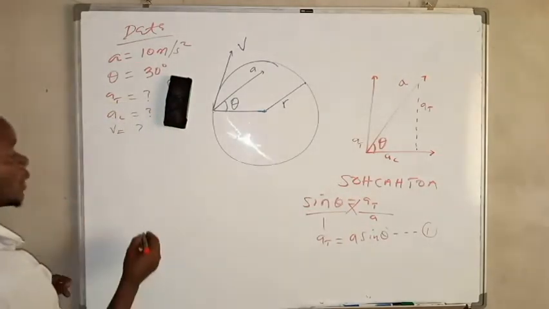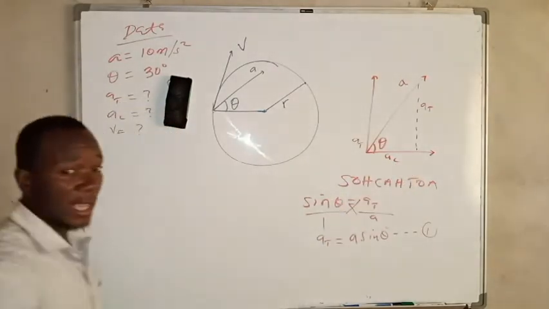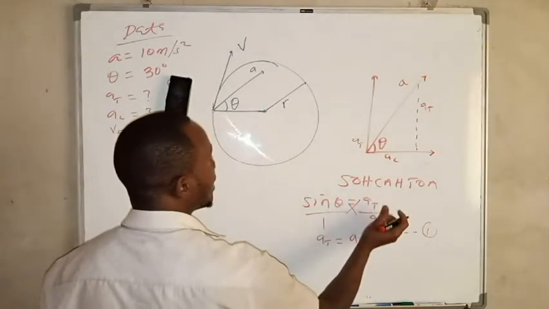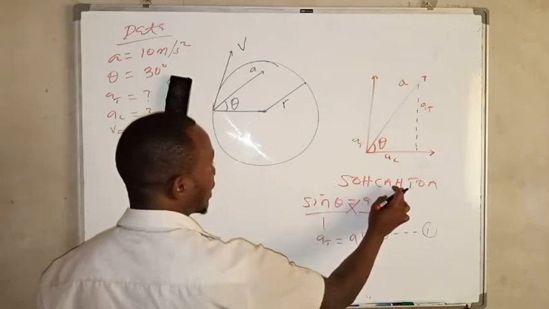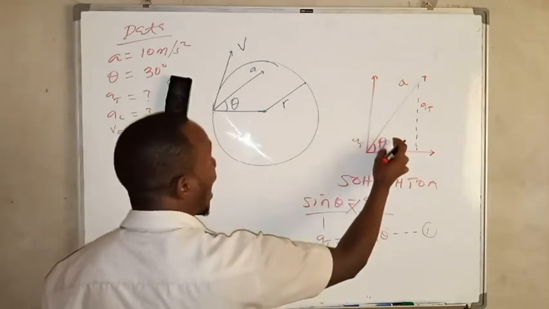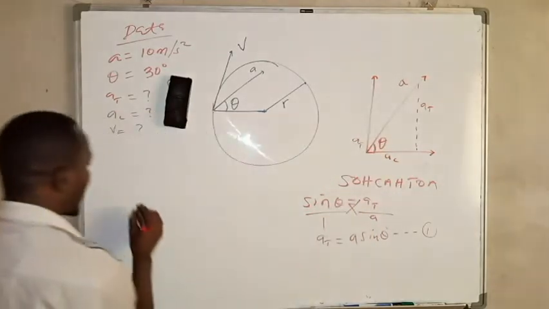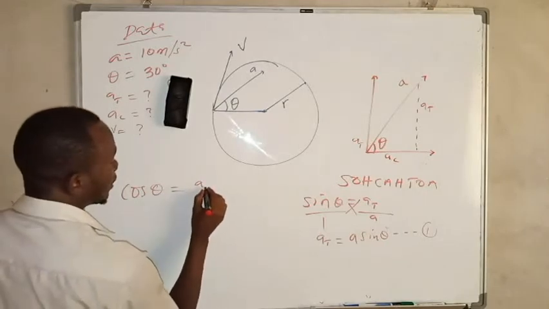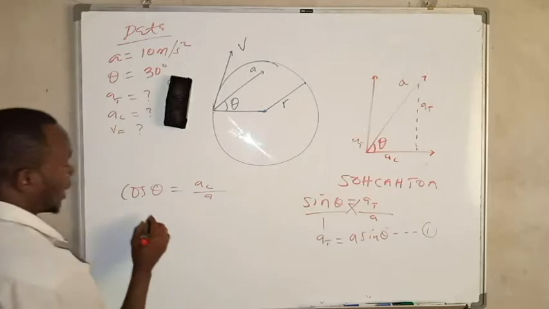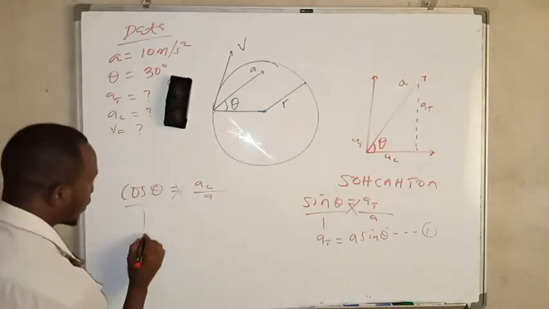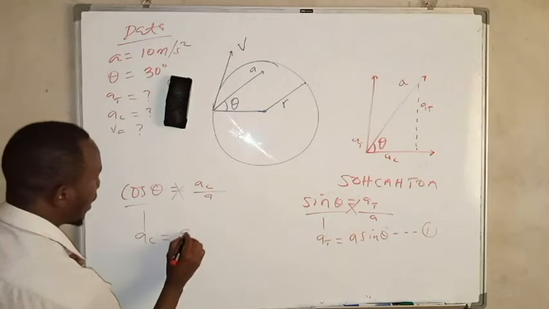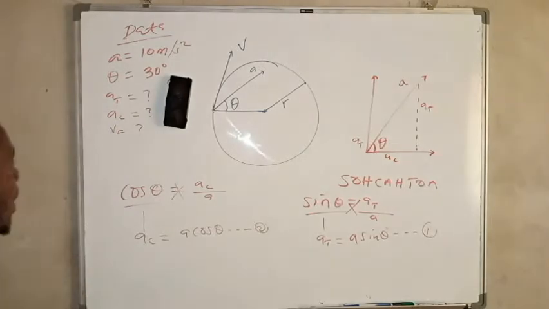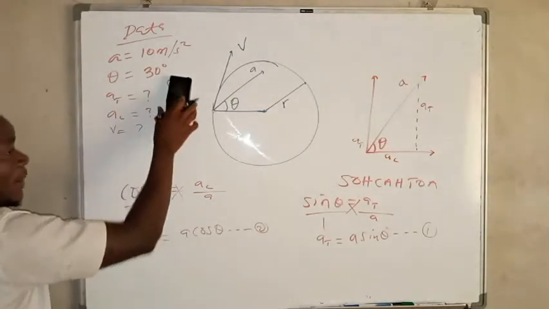Then we proceed to the x component, using SOHCAHTOA. Cos is equal to adjacent over hypotenuse. The adjacent is the side next to this angle, and the hypotenuse is this one. So we have cos theta is equal to adjacent, which is A_C, over A. Then we make it the subject of the formula, so the centripetal acceleration A_C is equal to A cos theta. This is equation number 2. Now for us to find A_T and A_C, we just need to plug in the values.